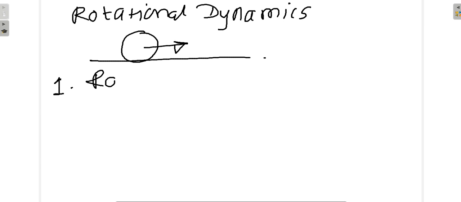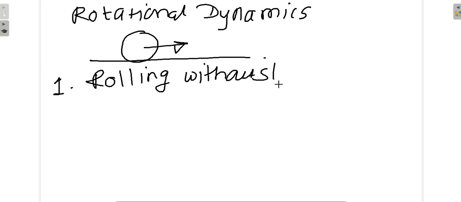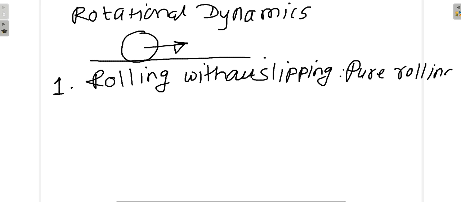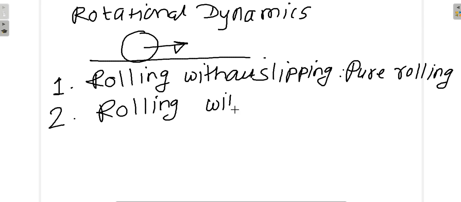Number one is rolling without slipping. It is also known as pure rolling. And in second case we have rolling with slipping. Slipping is same as skidding.